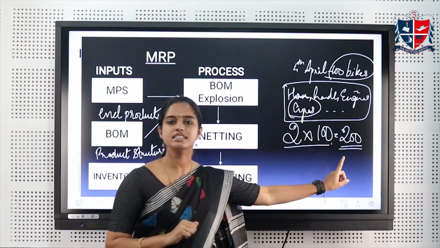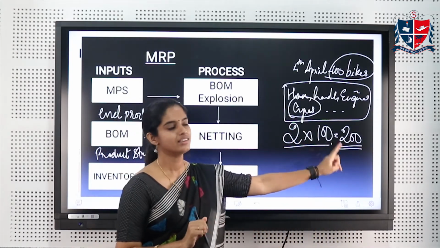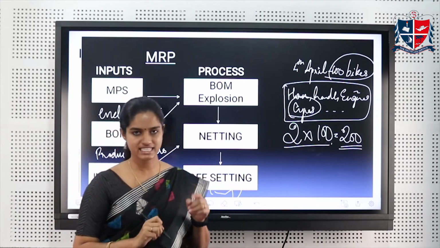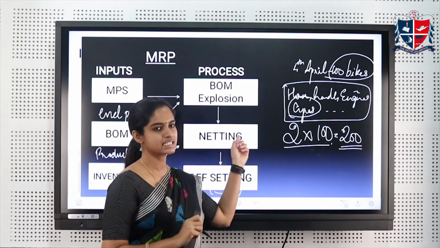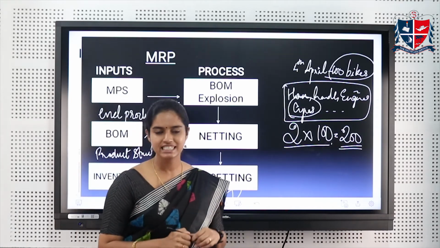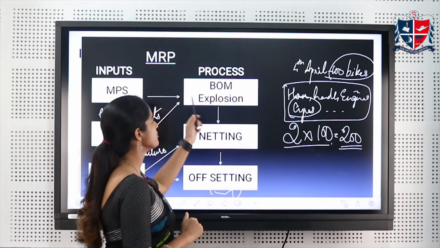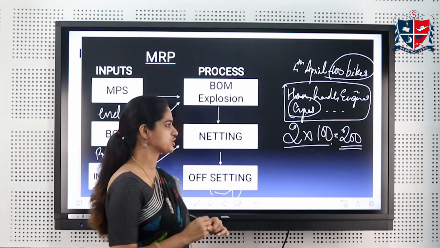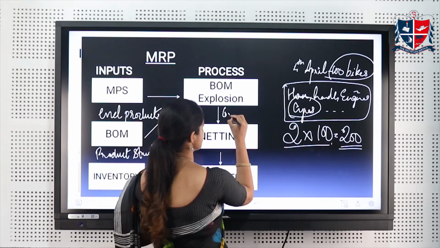So finding out this gross requirement is the process called BOM explosion, that is, bill of material explosion. So from the inputs MPS and BOM, we get a process called BOM explosion, which gives you the gross requirement.